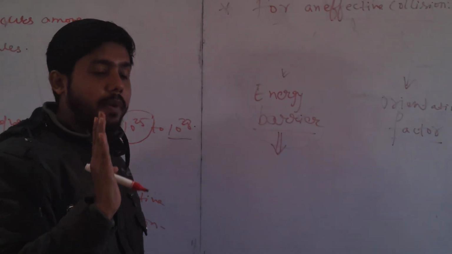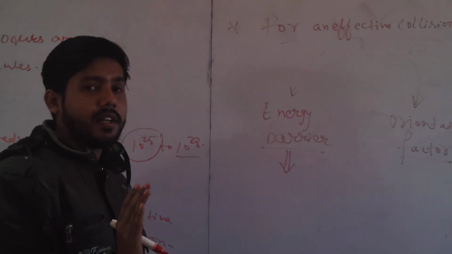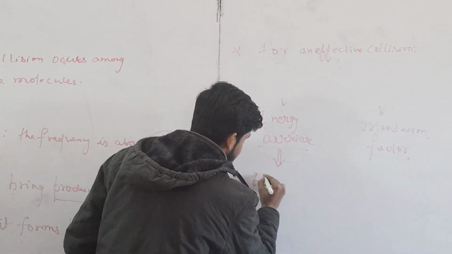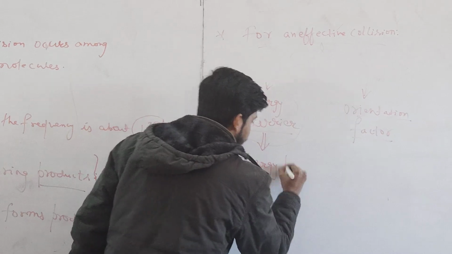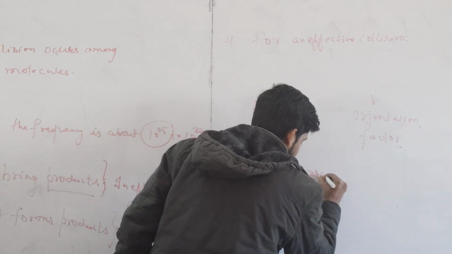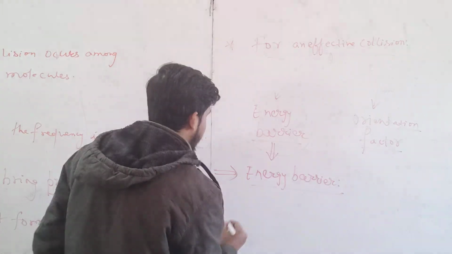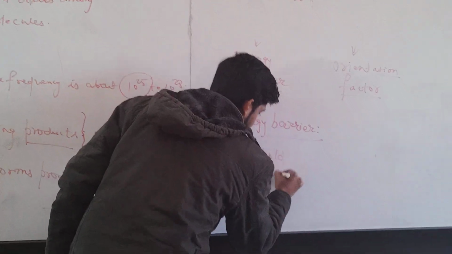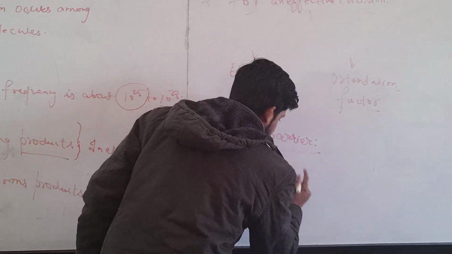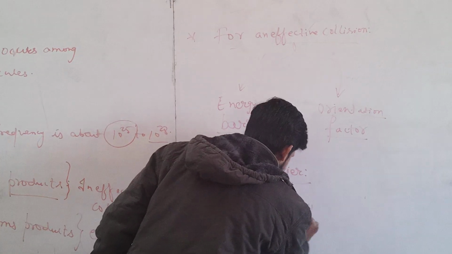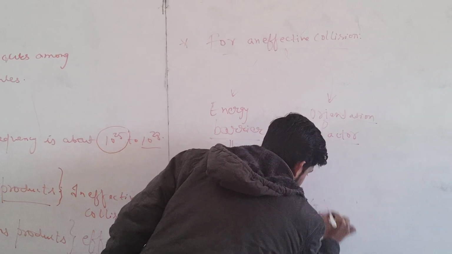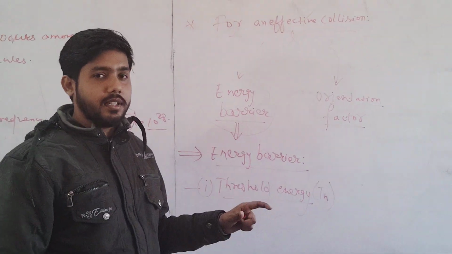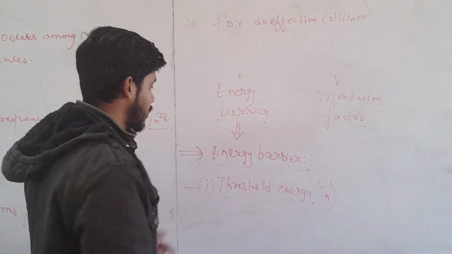In the energy barrier, every molecule must possess a minimum energy that is required for participation in a chemical reaction, that is called the threshold energy. So in the energy barrier, two things we need to understand. First one is the threshold energy. So what is threshold energy?